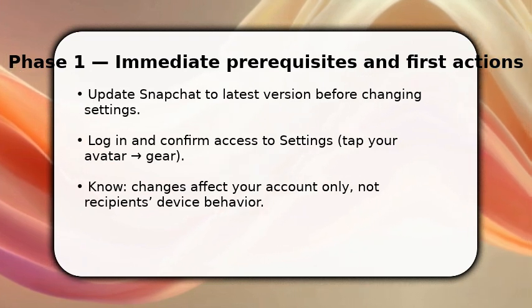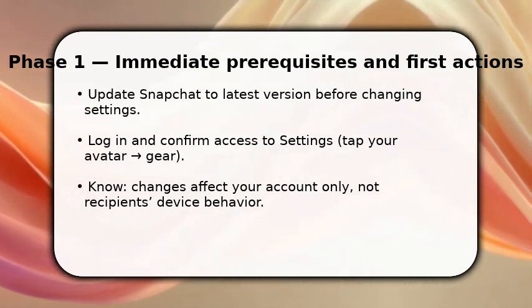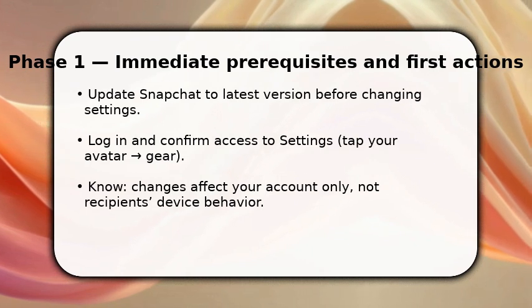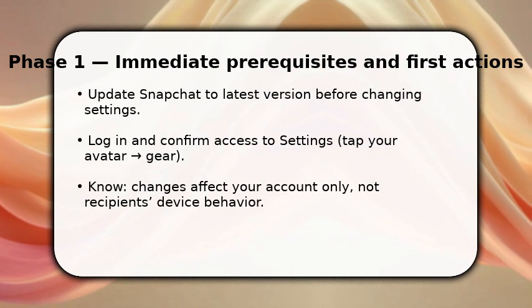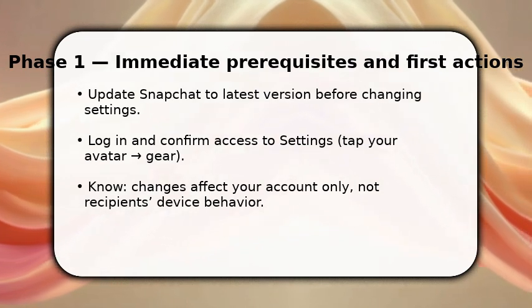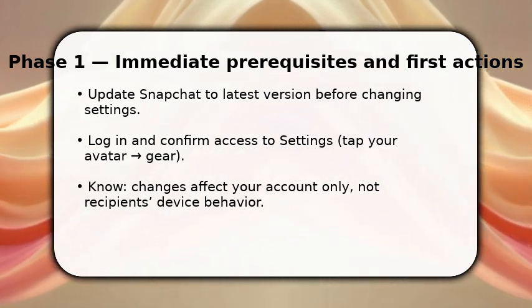Next, locate memories and chat settings. These are where saving behavior is controlled. You'll act on both to stop automatic saves. Do not skip directly to chat toggles without checking memories first, because both interact.